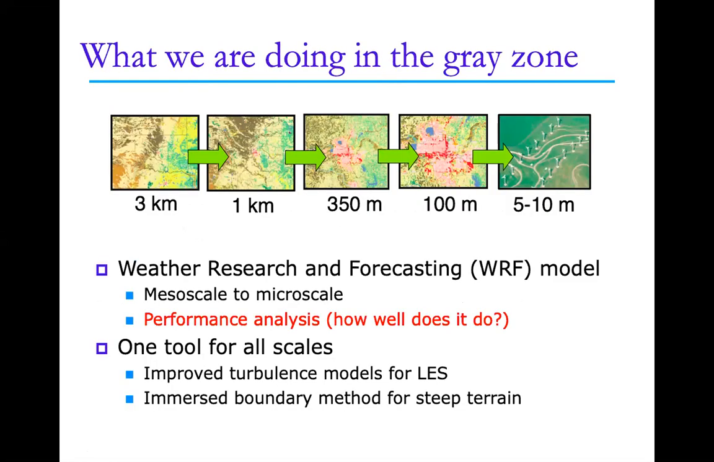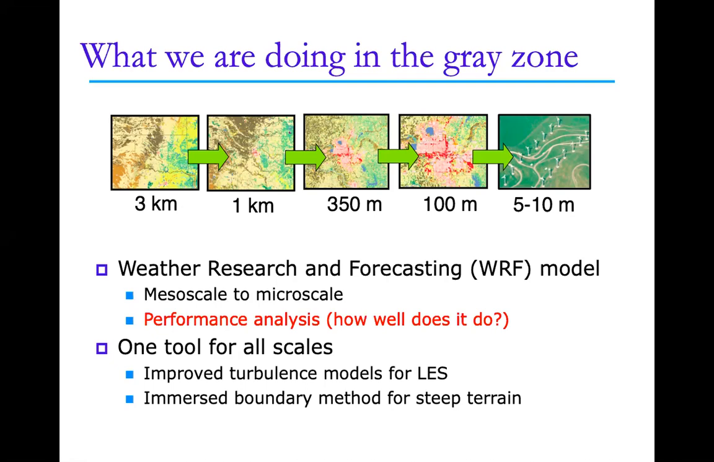What we're doing in the gray zone is to try to build a model that can work across all scales. We're primarily using the Weather Research and Forecasting model, WRF, to transition from the mesoscale to the microscale. I have results from a couple other models we're using as test models in the examples in this talk. And the first thing I'm going to describe is sort of a performance analysis. How well does WRF do in the gray zone, or how well do these mesoscale models do in the gray zone, or LES equivalently, whichever example we're looking at.